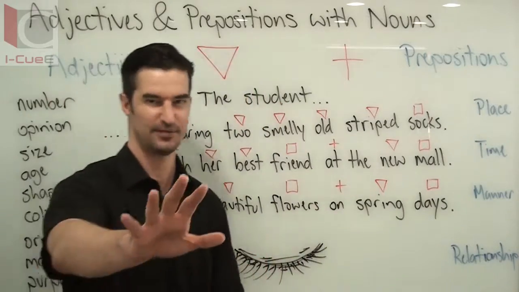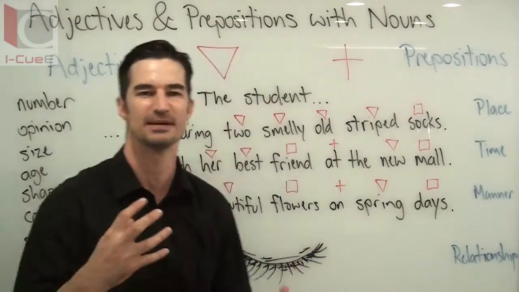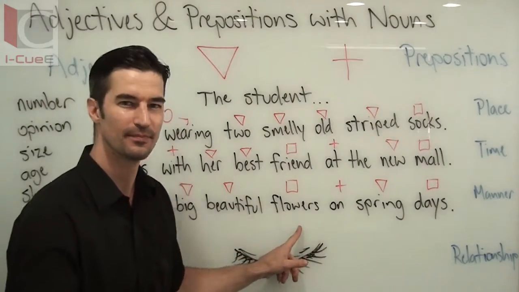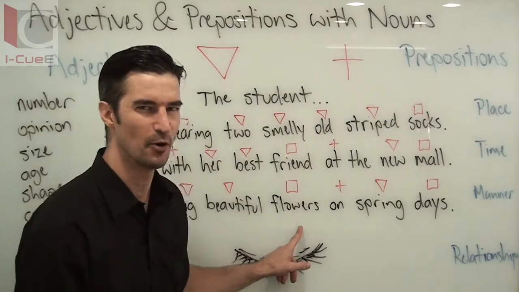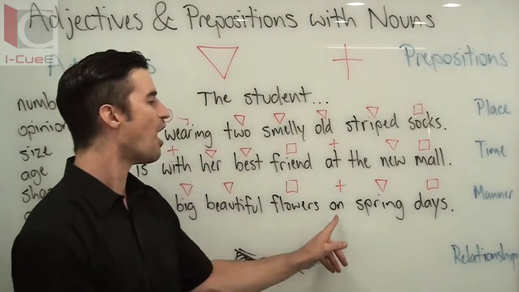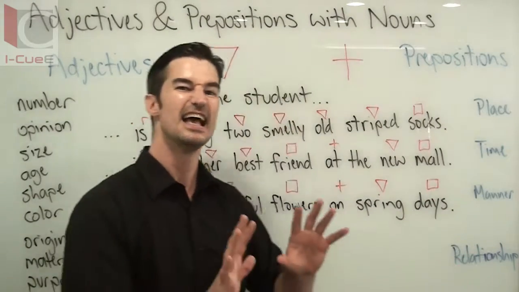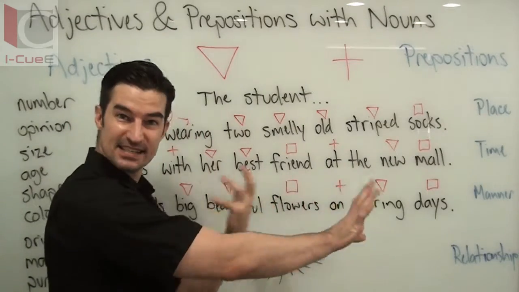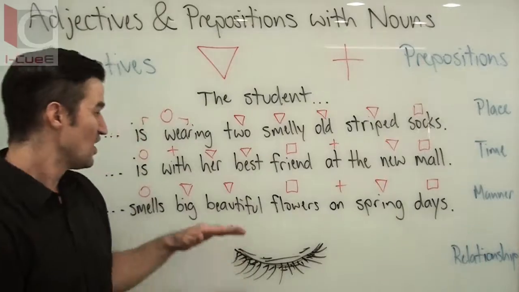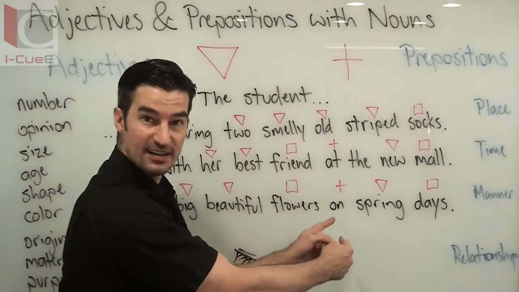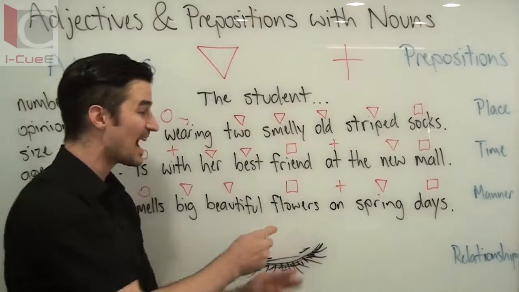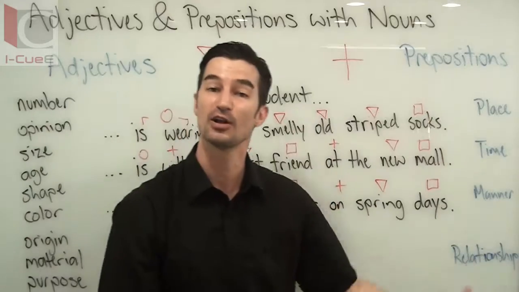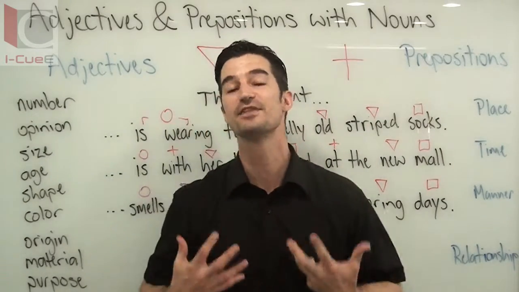Let's get back to the picture. If you opened your eyes for that, you can close them again. And try and picture the big, beautiful flowers. And then stop for a moment and think of this last part, on spring days. It's important to realize that the preposition separates the 2 nouns, okay? We don't say flowers on. The preposition is not connected to this noun. The preposition is always connected to the noun that follows it. That's called the object of the preposition.